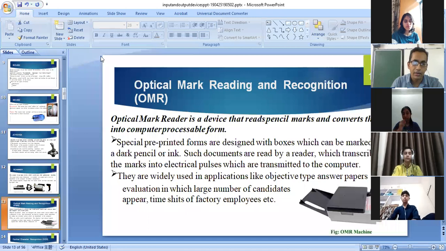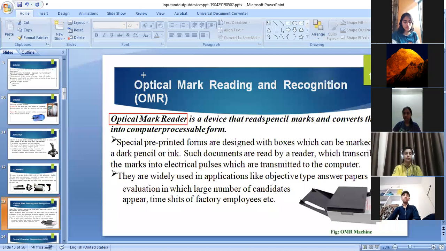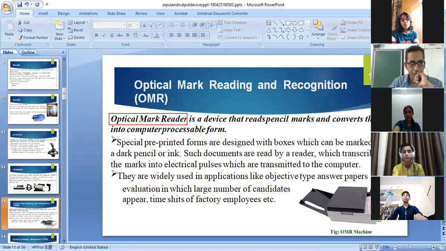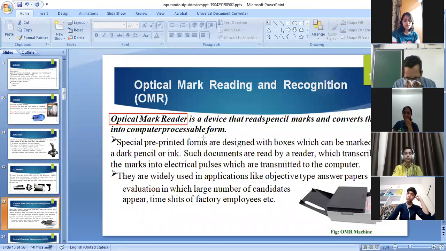Next, the optical mark reader, OMR, very important. An optical mark reader is a device that reads the pencil marks and converts them into a computer processable form.